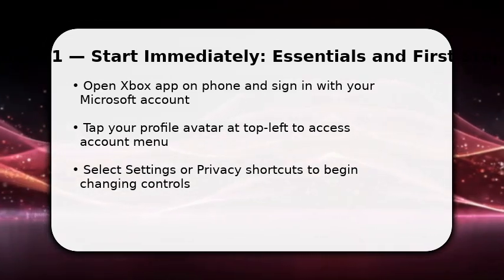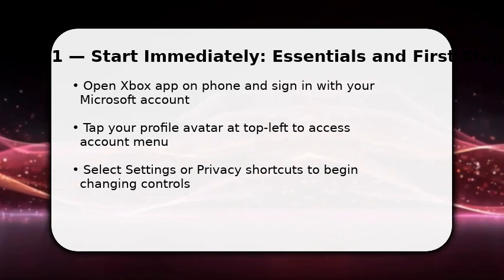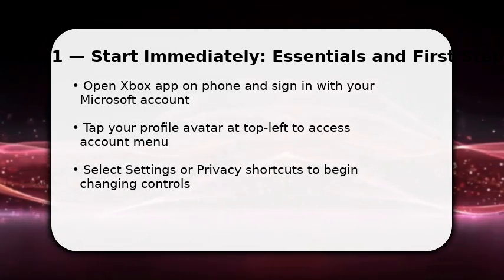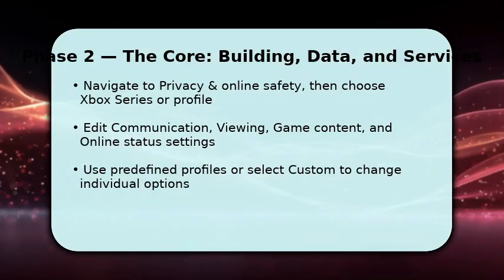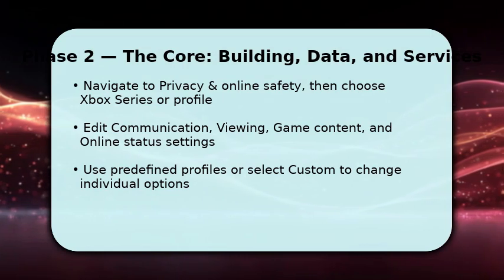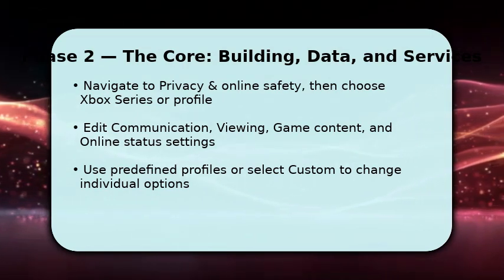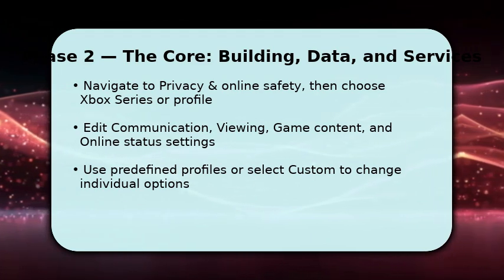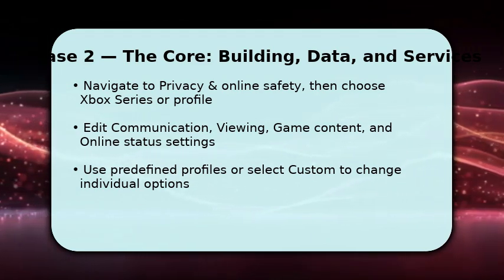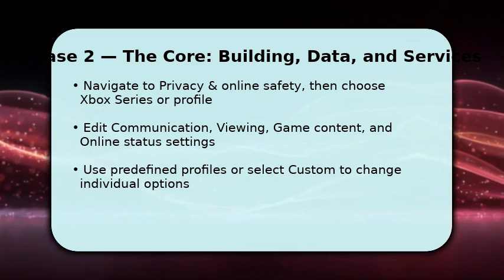This is the first actionable step that takes you into the Privacy panel, where you can edit who sees activity, communication, and content. Once inside Privacy and Online Safety, choose the profile or console you want to edit. This ensures changes target the correct device. You'll see categories like Communication, Viewing, Game Content, and Online Status. Tap each to view options.